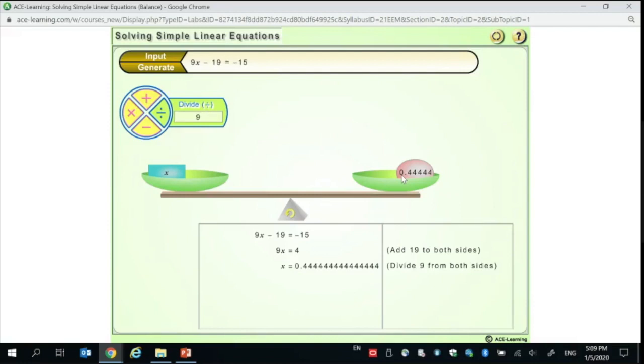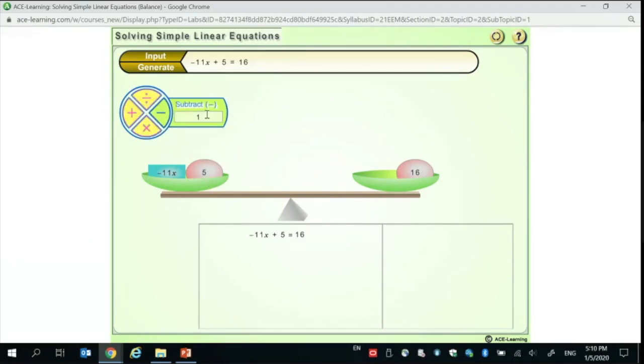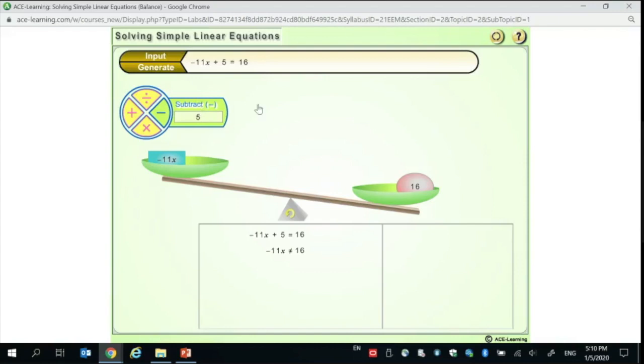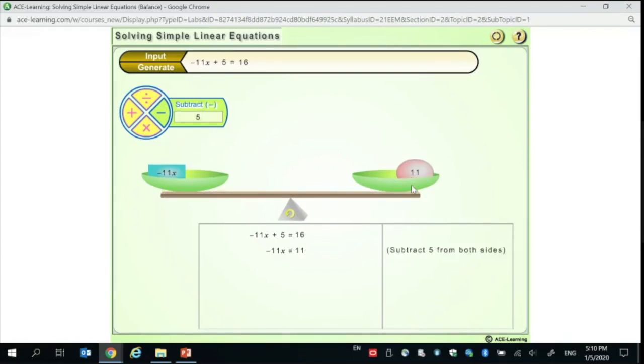Let's look at another example. Minus 11x plus 5 equals to 16. So there's a positive 5 here. So we try to get rid of the constant term first. So it's minus 5 on both sides. So this one, the 5 will disappear, minus 5 on both sides.